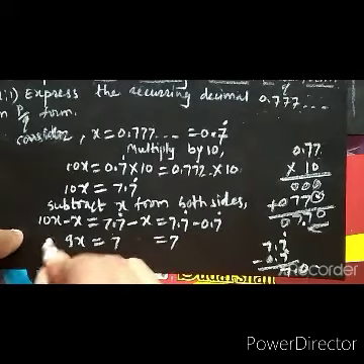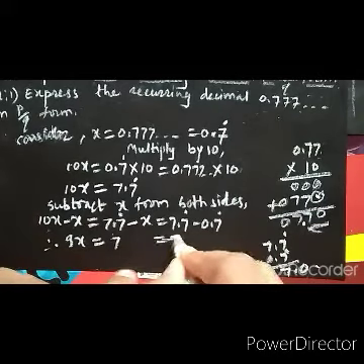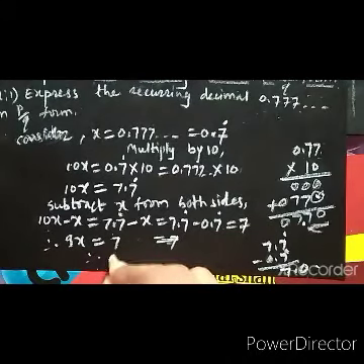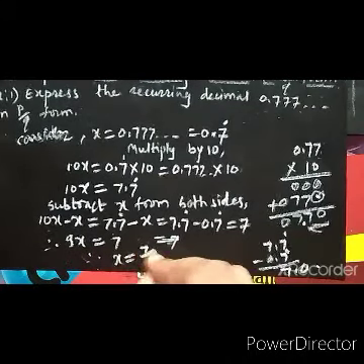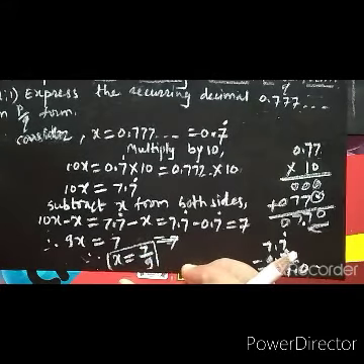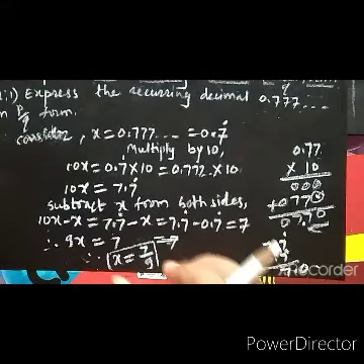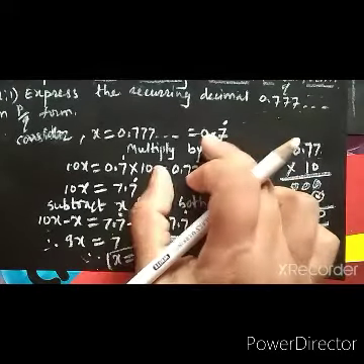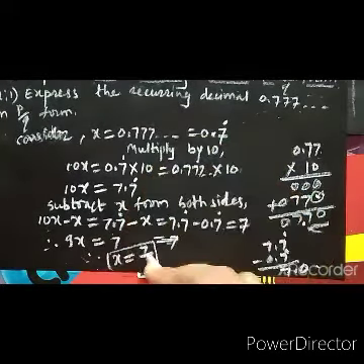9x is equal to 7. Therefore here x is equal to 7 upon 9, and this is the answer. We expressed this recurring decimal in P upon Q form. P upon Q: so P is 7 and Q is 9.